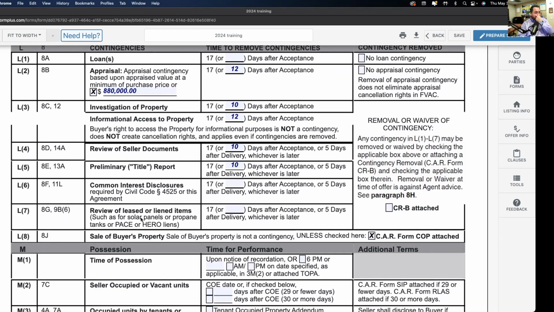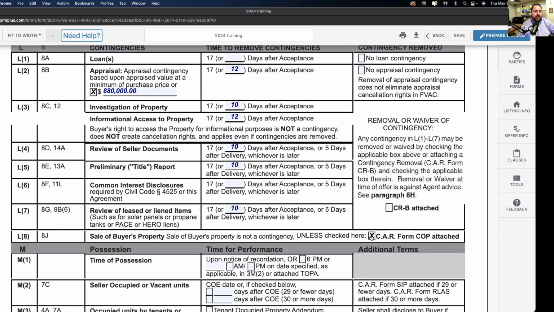The lease or lien items, again, I would also leave that alone, just because it's going to take the seller a while to get it to you. Again, if you reduce it to 10 like everything else, and the seller doesn't deliver it on time, then you've got 5 days to review it. Keep in mind, and we'll get to it in a minute. Well, I don't want to jump ahead. Let's just stay on pace with where we're at.